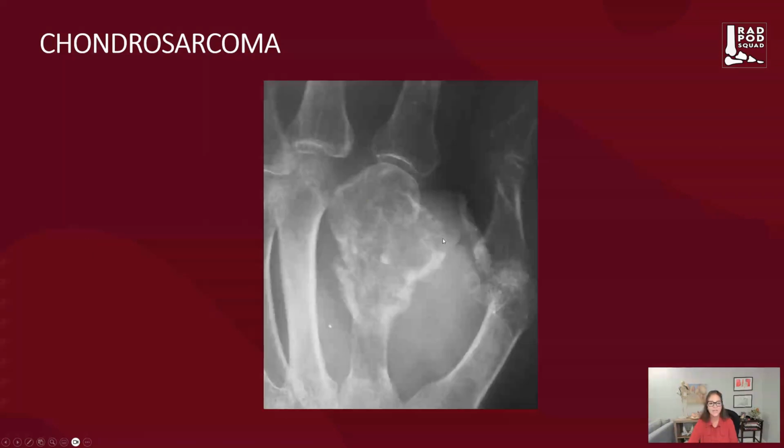Our example again of the chondrosarcoma identified in the hand. This is a biopsy-proven chondrosarcoma demonstrating that typical hypertrophic expansile appearance of chondroid flocculent ring and arc matrix with pathologic fracture in this aggressive appearing chondrosarcoma.